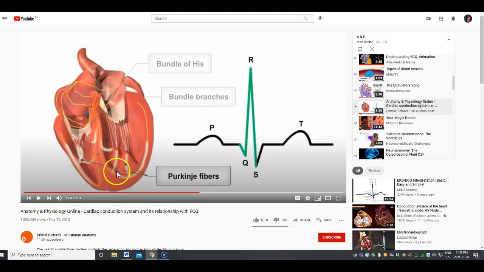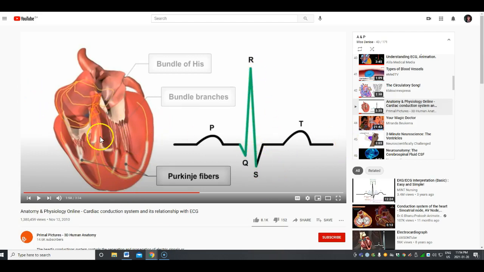Okay, so let's summarize. So the QRS complex is the electrical signal coming through the AV node, down the bundle branches and up the Purkinje fibers. So that's where the signal is. Because of the signal, you have depolarization, and the depolarization will cause the contraction of the ventricles and the QRS complex.